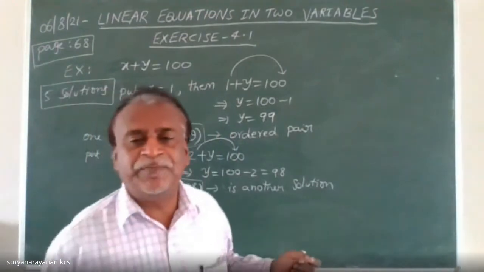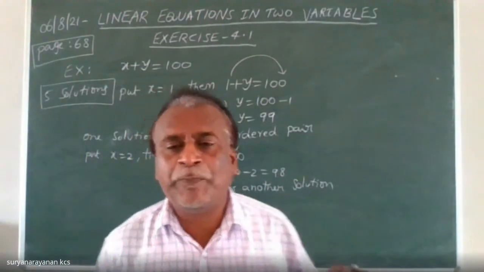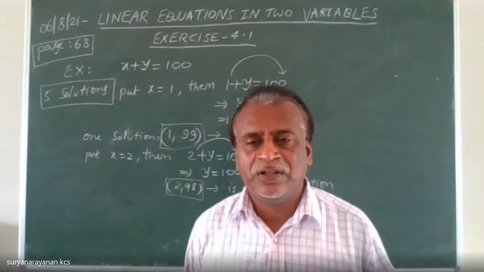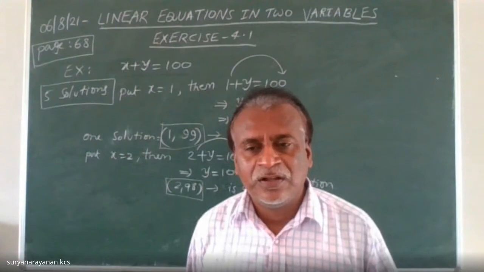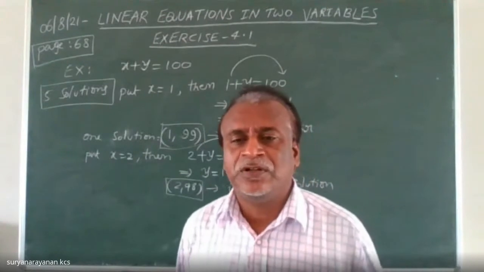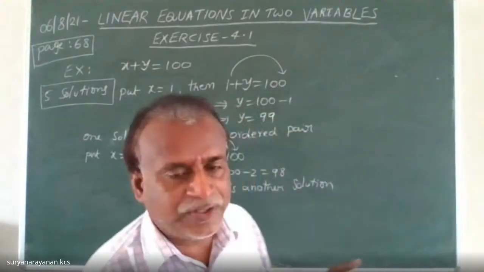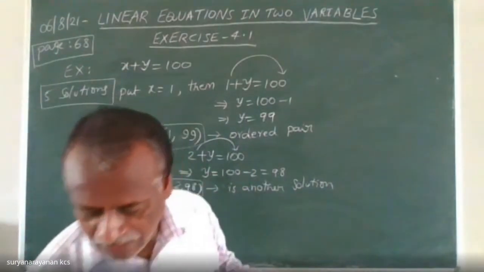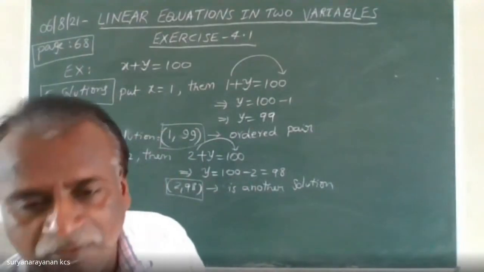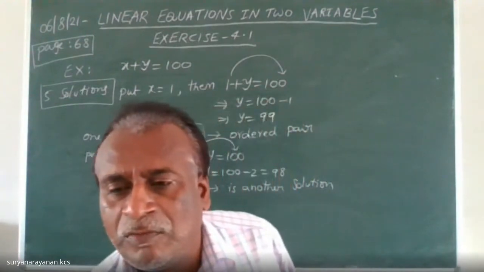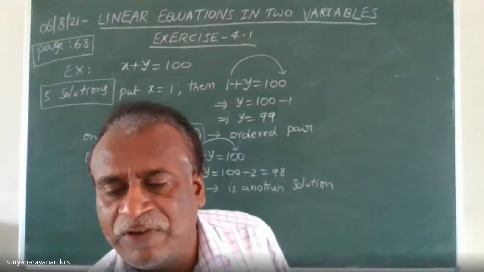So this is the main point. How do you represent the solution of a linear equation in 2 variables? In the form of an ordered pair. Remember this point, that is an important point. In this ordered pair, what does the first number denote? What does the x value denote?